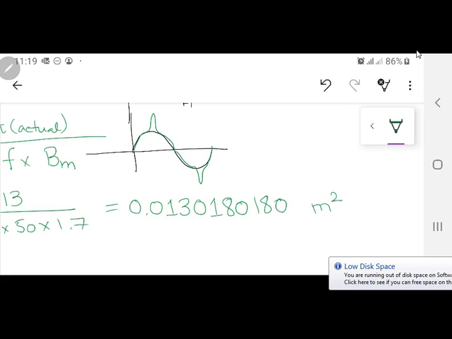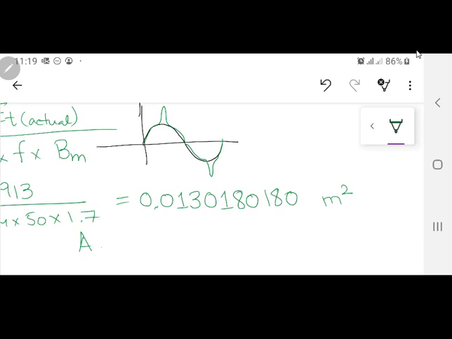Now meter square is a very big area. I don't want to work in this one. I am going to work in millimeter square, it's a better unit. The reason I have written so many numbers after this point is because when I convert this into millimeter square, I am going to multiply it by 10 raised to power minus 3 plus 6, because millimeter square.